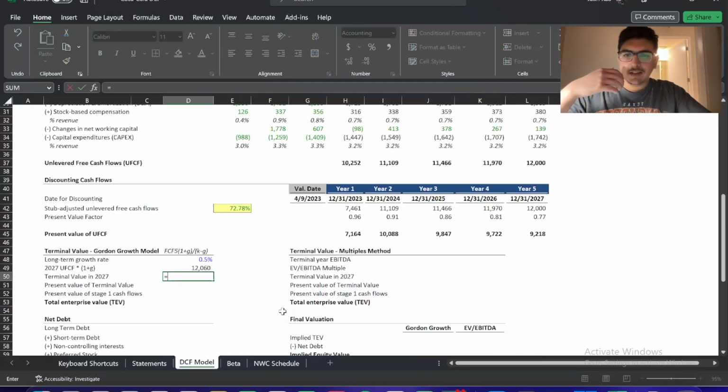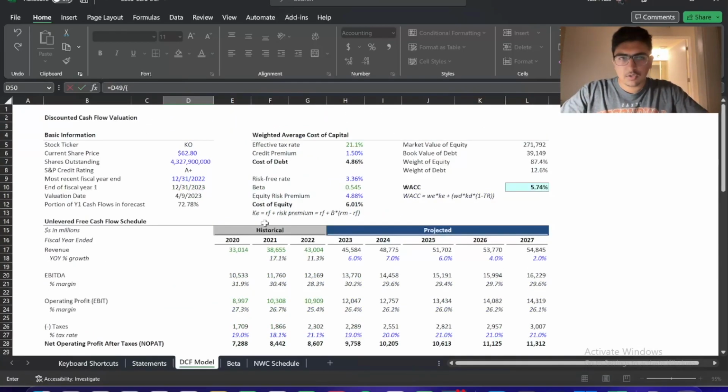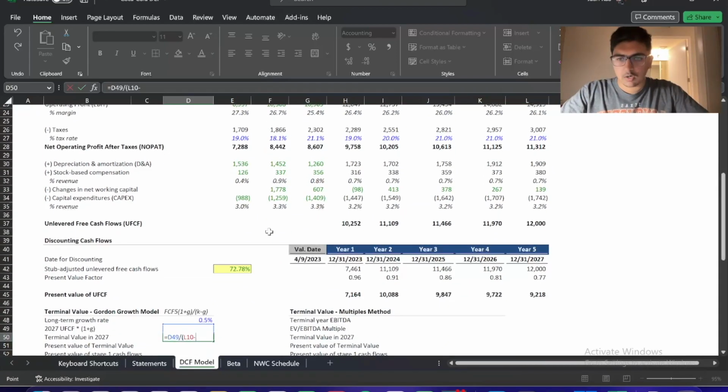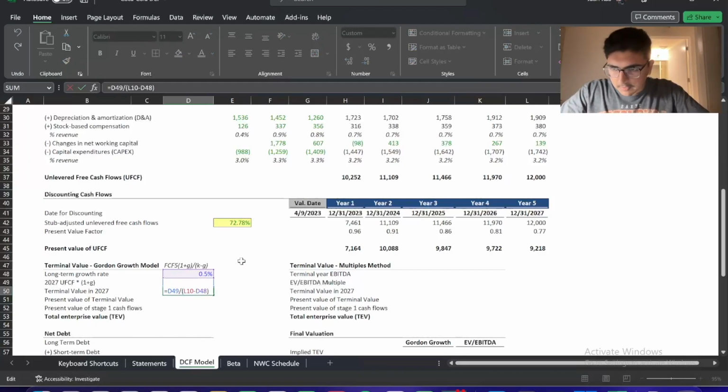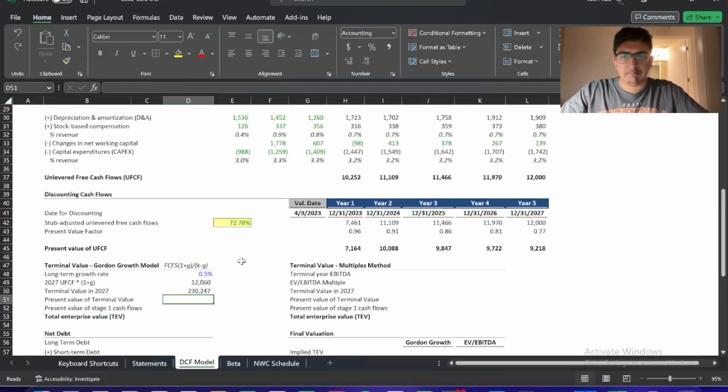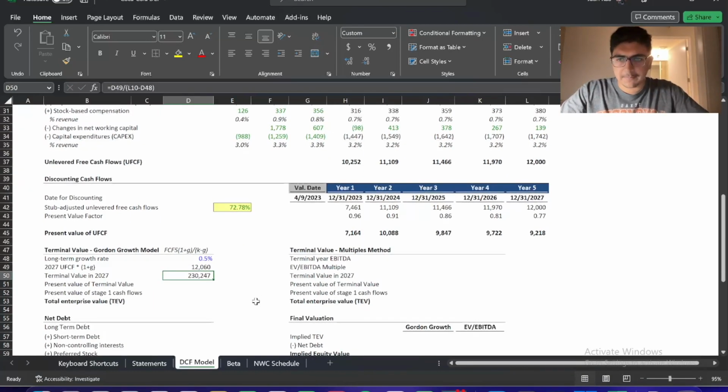So you can divide this number, this is our FCF 5 times 1 plus G, by your WACC minus your growth rate estimate. Boom. And it turns out to be 230 billion. Just make sure that it's capturing the proper cell references. Pretty sure it is. This is a massive, massive amount, by the way.